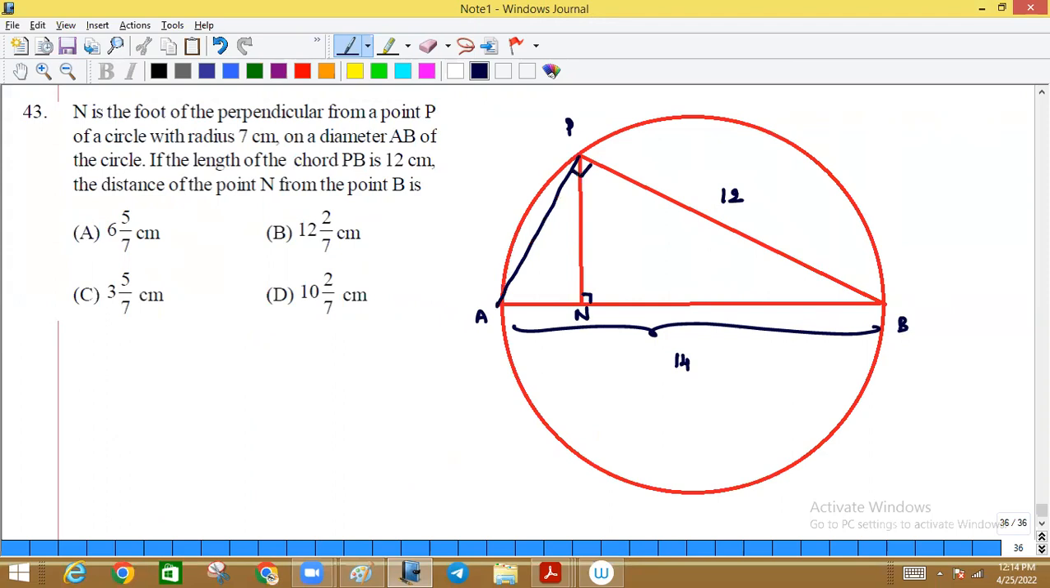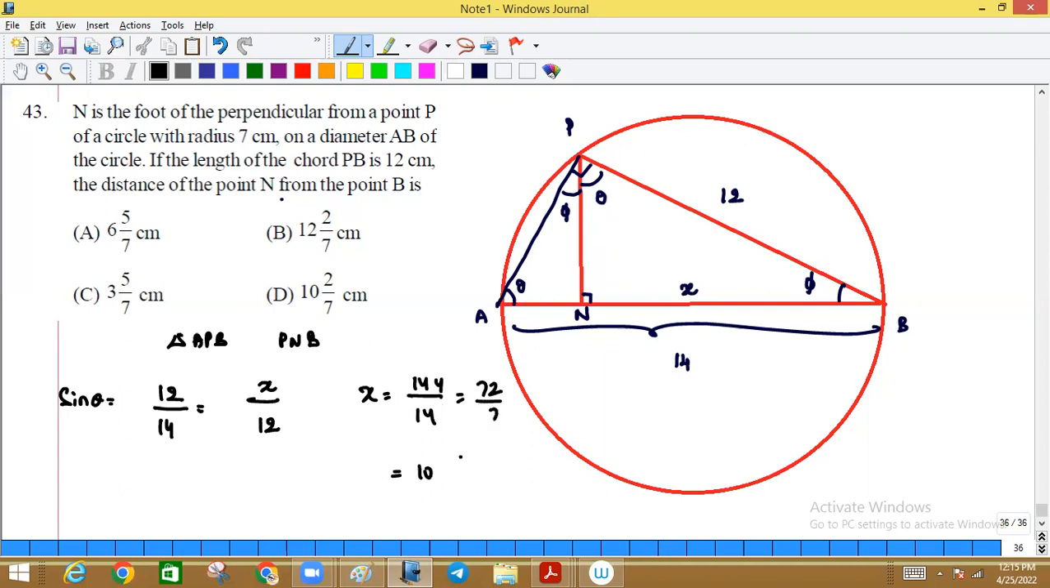We know it is 90 degrees because angle in a semicircle is 90 degrees. If it is theta, this becomes 90 minus theta or else phi. If it is phi, this becomes again theta, this becomes phi. Phi here is 90 minus theta. Hope you understand that. Now see what you want. You're just trying to find out the distance from N to B. I just want to find out NB, let it be X. Is that clear? Find out what is sine theta in the bigger one. What is sine theta in APB? Opposite is 12, hypotenuse is 14. Find out what is sine theta in PNB. Opposite is X, hypotenuse is 12. Therefore, X is equal to 144 by 14, 72 by 7 centimeters.